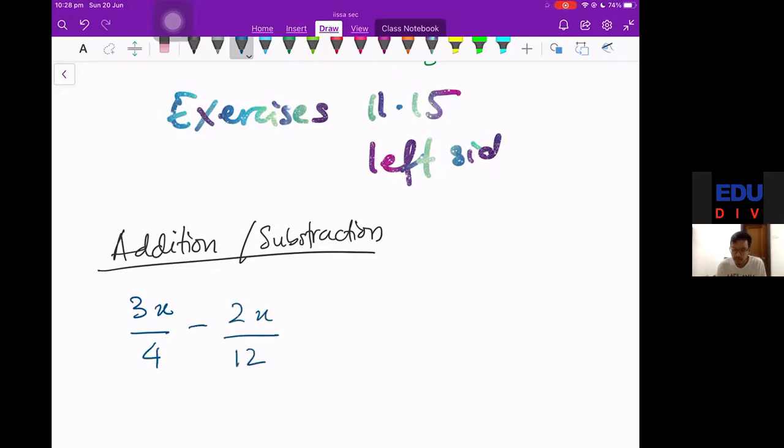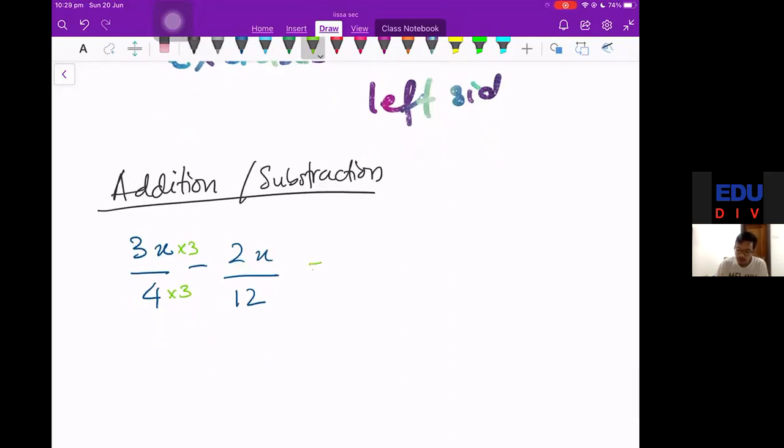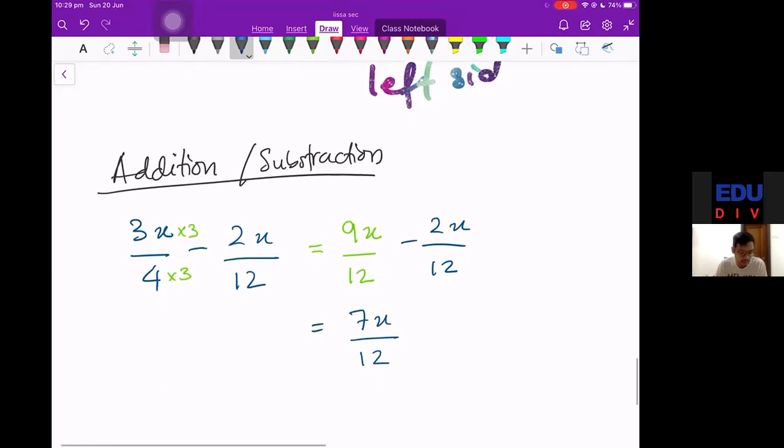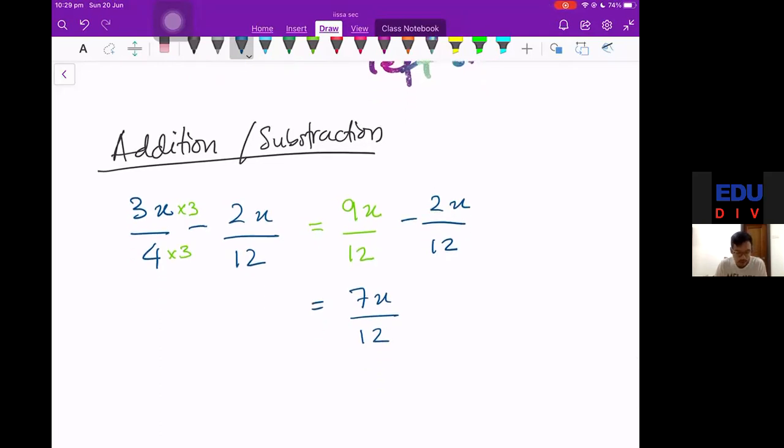So how can we do this? Make sure you know the lowest common multiple. For 4 and 12, the lowest common multiple is 12. So what you need to do is multiply this by 3 and multiply this by 3, which makes this equation 9x over 12 minus 2x over 12. Then you can do as usual: 9x minus 2x is 7x, and that's over 12. Simple enough, just like any usual fraction.